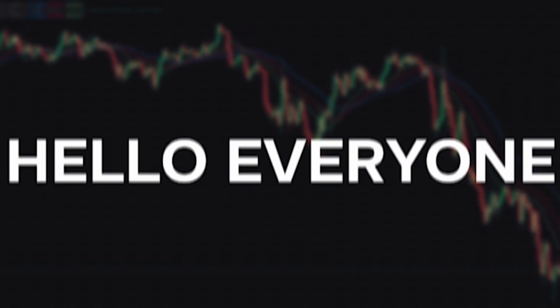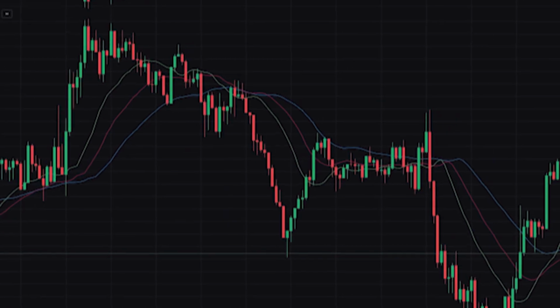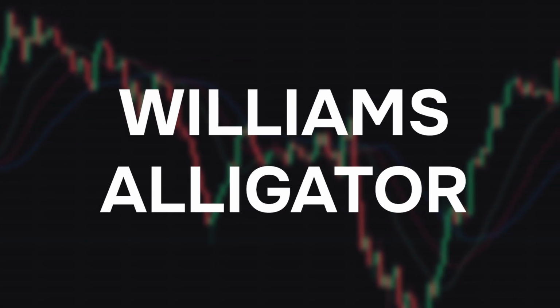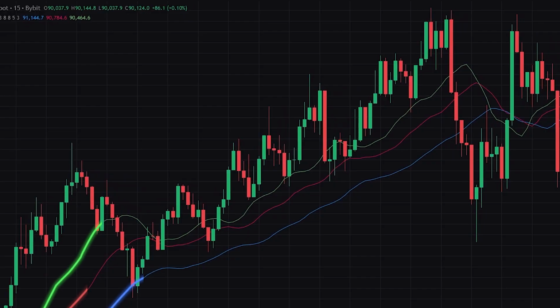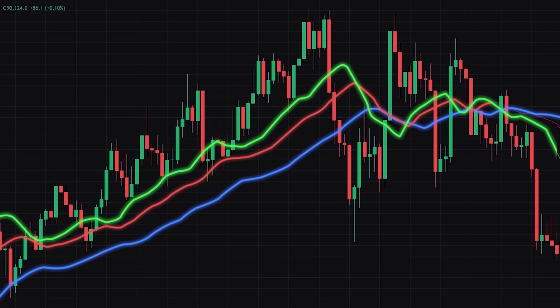Traders, hello everyone. Today we'll break down one of those indicators that have stood the test of decades and are still relevant today. We're talking about a tool with a very telling name, the Williams Alligator. It's simple yet capable of giving very clear signals if you understand how it's built and what exactly it shows.